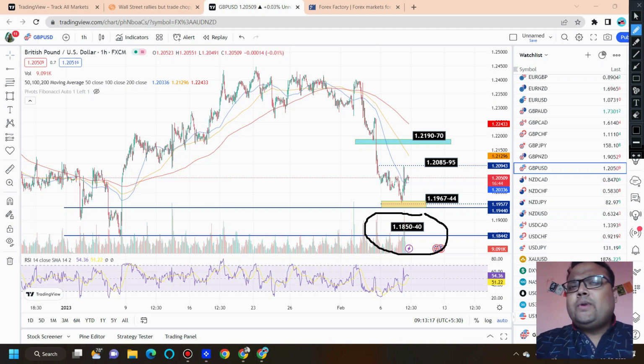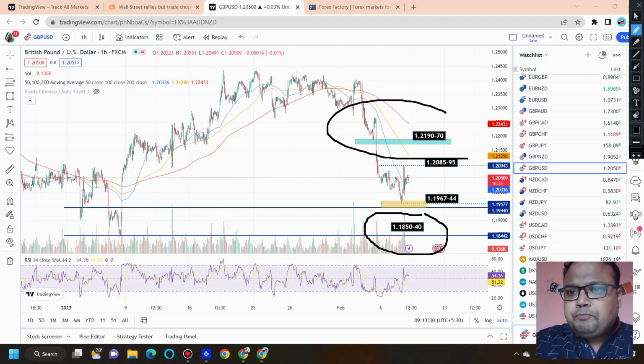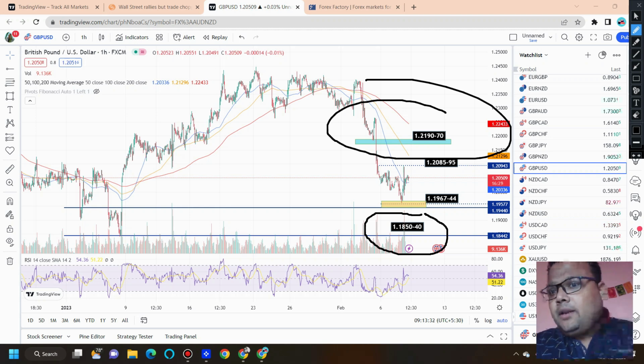If DXY gets crazy, starts flying, then yes, 1.185040 is the best support on the chart of GBPUSD right now, from where we can expect a bounce. If market bounces, we can go for a buy position, and the only proper resistance was 1.2190 to 1.2170.